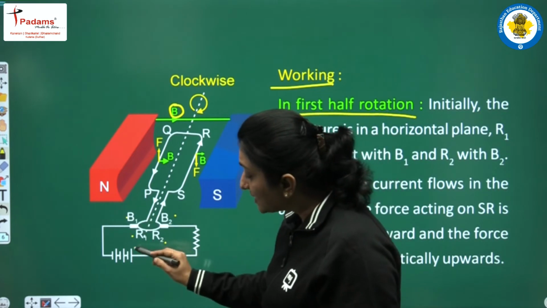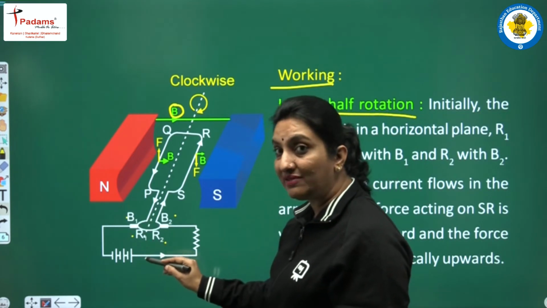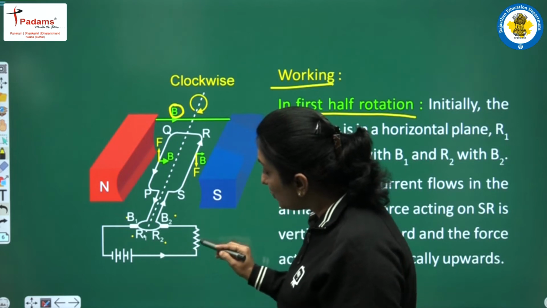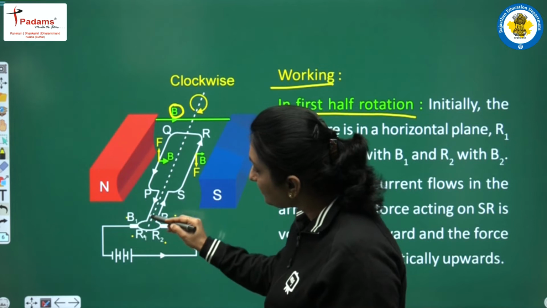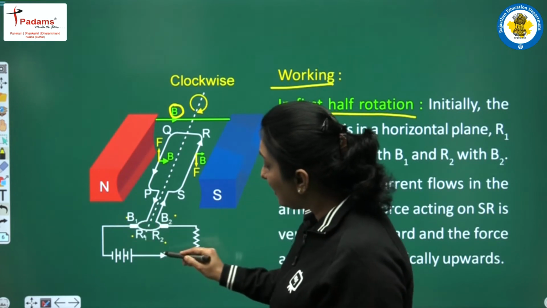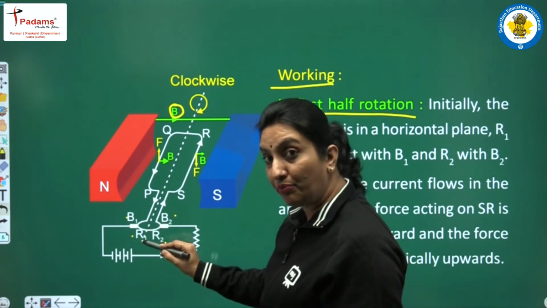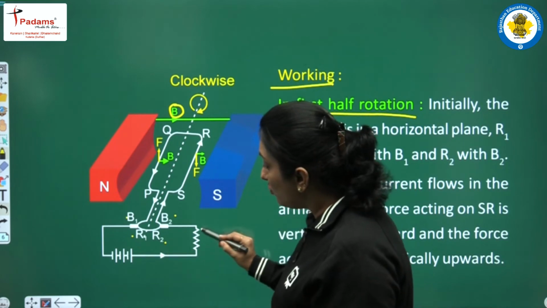So what we see is that the current flows from the positive end. So the direction of current here you can see that it is going to be like this. Here you can see, students, that the current is going to flow from the positive end of the battery. So it will move like this.